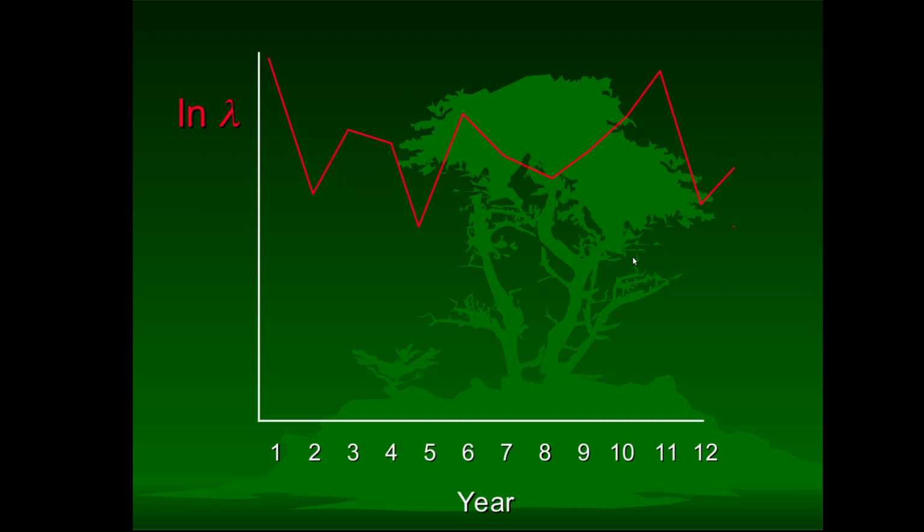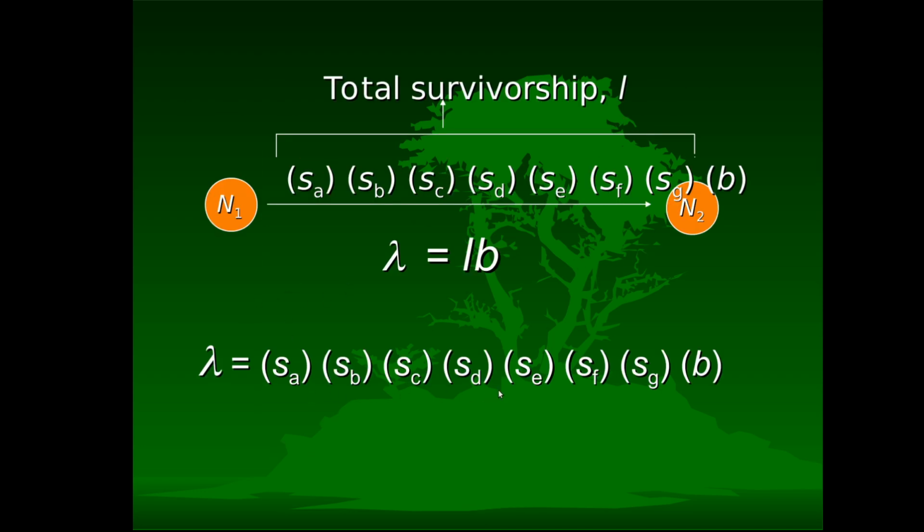Right, so this is usually done on the log scale because a product on the raw scale is the same as the sum on the log scale. The effective lambda from one generation to the next, equal to n2 over n1, not the equilibrium lambda calculated from the life table, but just the effective lambda from one generation to the next, is equal to the product of many survival components and the birth rate.